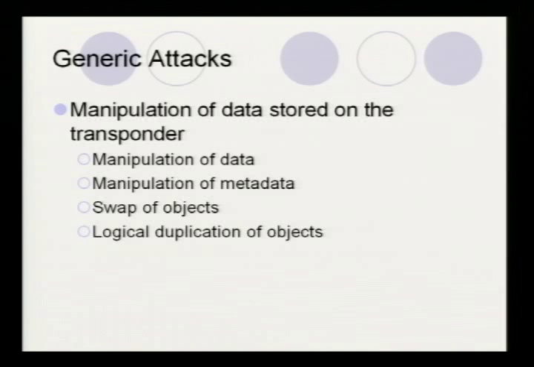And you can try to manipulate the data stored on the transponder, like the manipulation of data, metadata, like swapping objects or logical duplication of objects. So if you go into the store, if you want to buy a new computer, you just swap a pack of spearmint or bubblegum, swap the objects, and now you can buy a new box with an automated checkout at the price of a bubblegum.